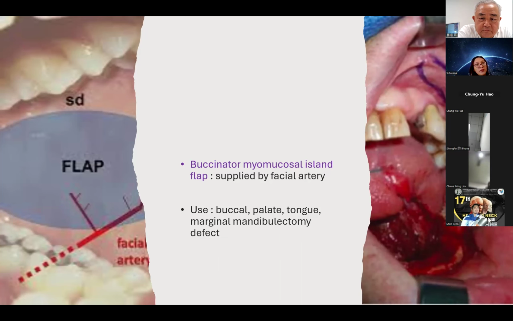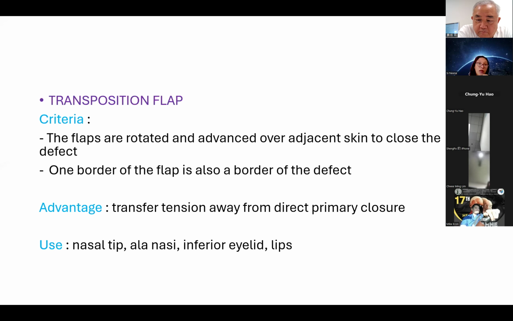It can be a superiorly based facial artery flap, or an inferiorly based facial artery flap. So you can rotate it wherever you need the flap to reconstruct your defect. And then the local transposition flap, you can also use it for the tip, for the ala, for the inferior eyelids and lips itself. Basically, one border of the flap is also the border of the defect.